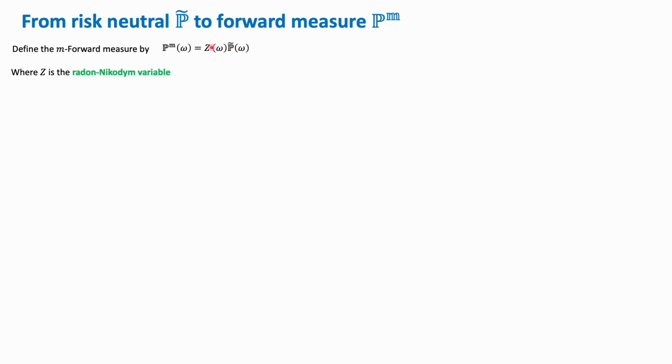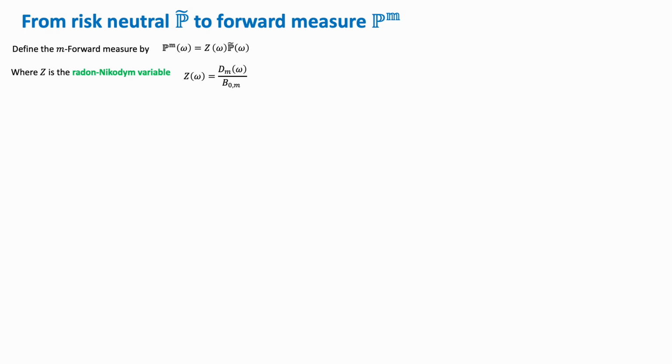And in this expression, this Z here is the Radon-Nikodym random variable. And if you remember, we covered this in quite some detail in section 3.1, and I have videos on this, where we introduced the Radon-Nikodym random variable.